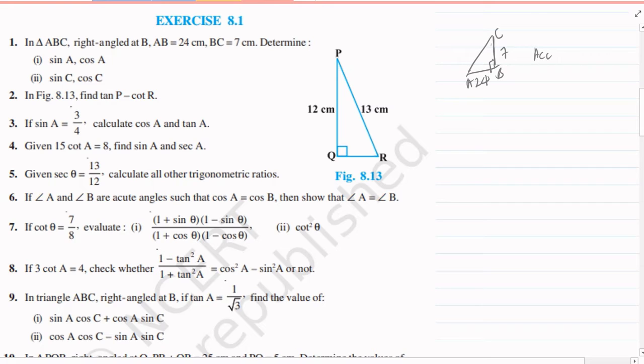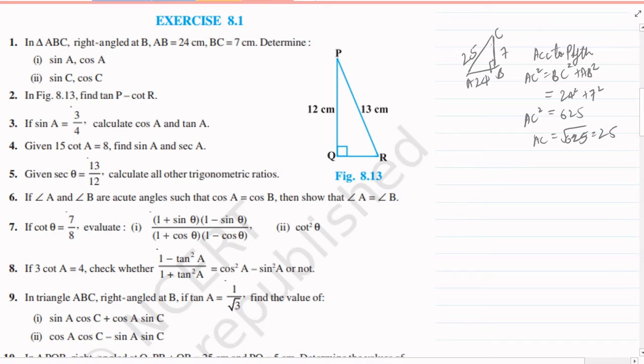So according to Pythagoras theorem, AC square is equal to BC square plus AB square, right? So 24 square plus 7 square is equal to 625, which is our AC square. We all know 25 square is 625, so AC will be the root of 625, which is 25. So AC comes to be 25.